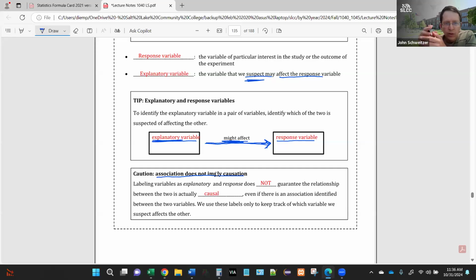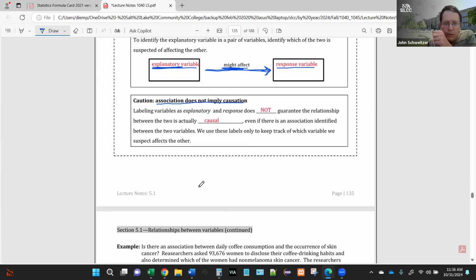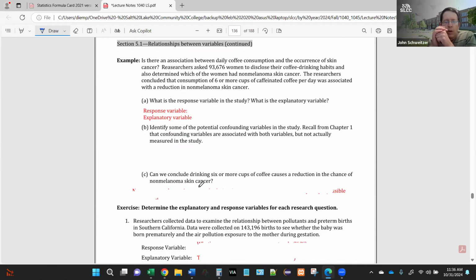So just because one's changing and the other's changing at the same time, it doesn't mean that one causes the other. Okay, so let's jump in and look at a couple of examples very quickly here. There was a study, a very large study that was done. There were over 90,000 women, and they collected all sorts of data and asked all sorts of different questions.